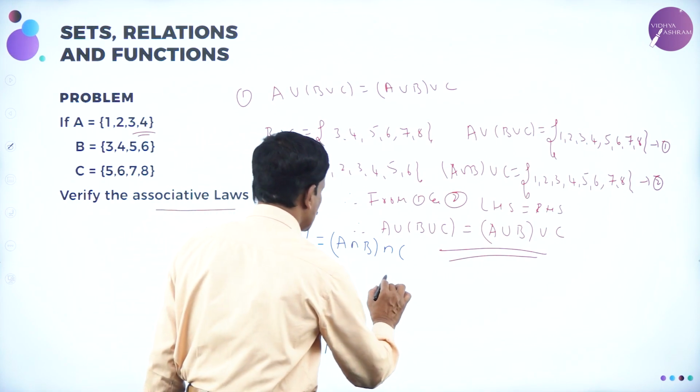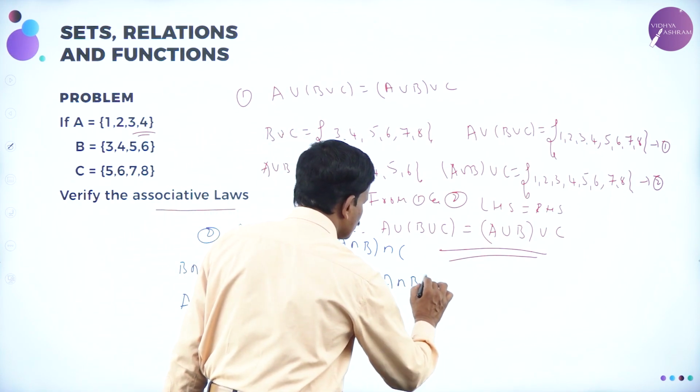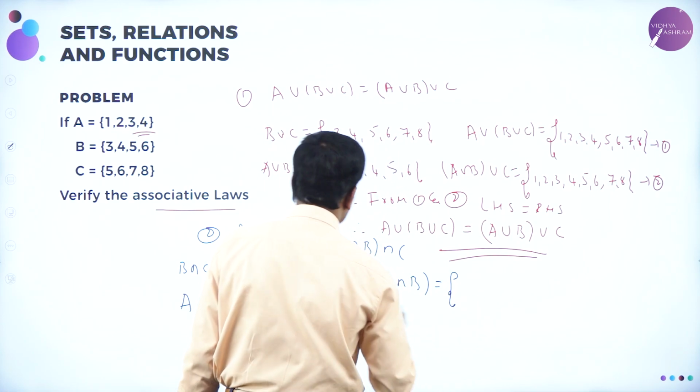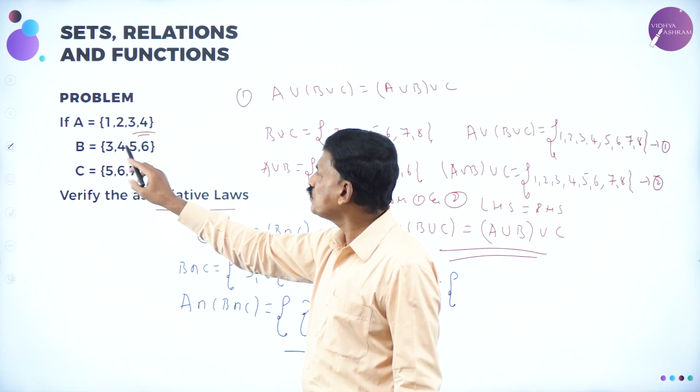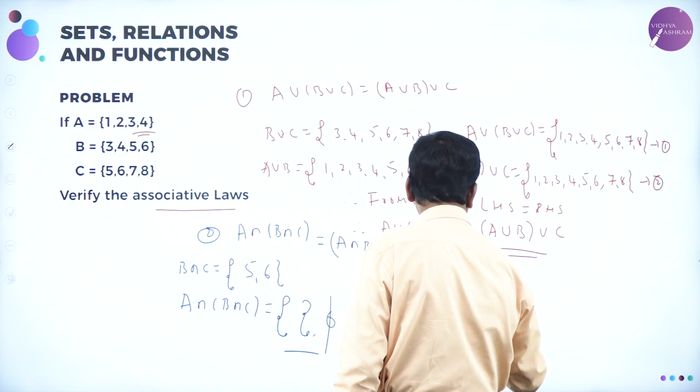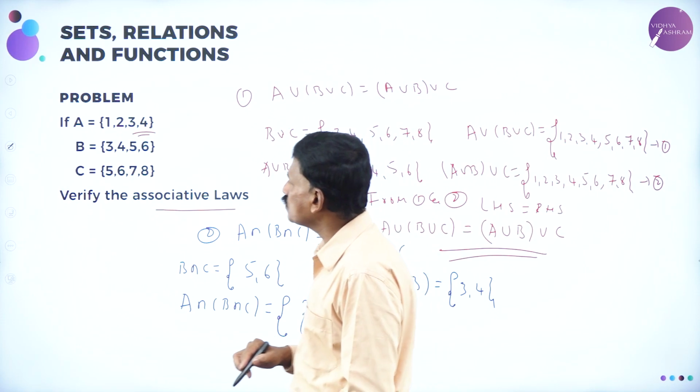Similarly, come to the right hand side. A intersection B. The common in A and B. A contains 1, 2, 3, 4. Here 3, 4 is there. 3, 4 is the common element. We can write A intersection B is equal to 3, 4.